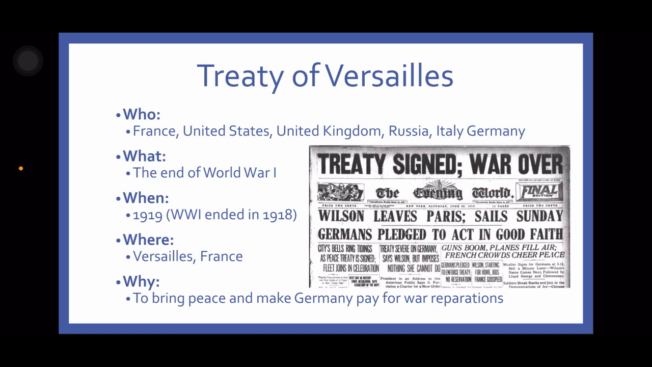France wanted to really punish Germany hard. First, they had to take blame for the war. They had to pay 33 billion. They had to lose 1 million square land, and they had to lose military.